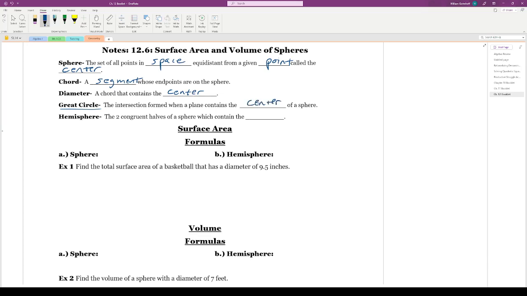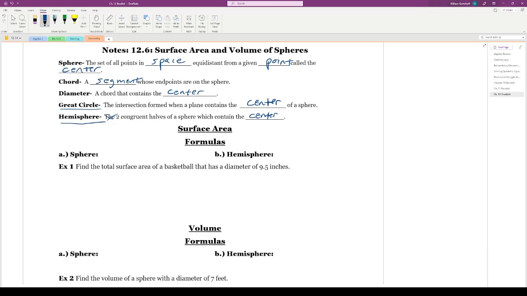So to illustrate this, I want to look at Onshape and show you some ideas. But first, let's do our last definition. Hemispheres are two congruent halves of a sphere which contain the center. So kind of like the northern and southern hemisphere or eastern and western hemisphere, right? So we can split a sphere with infinitely many planes. As long as they go through the center, they're going to form hemispheres.